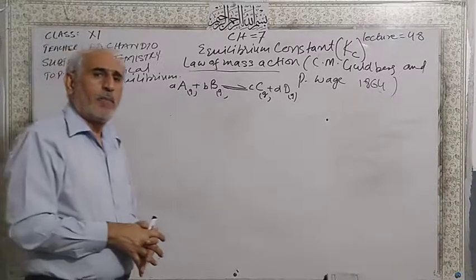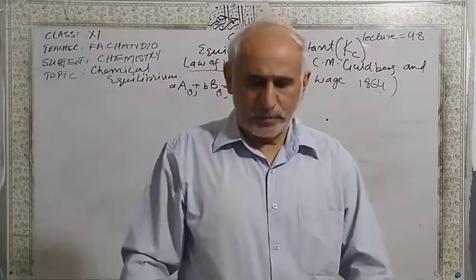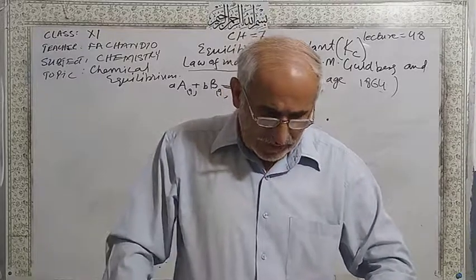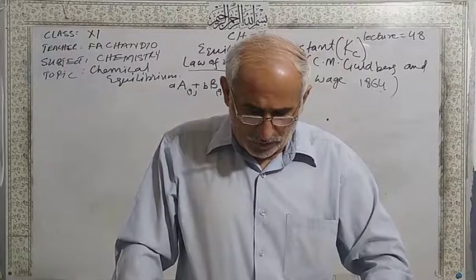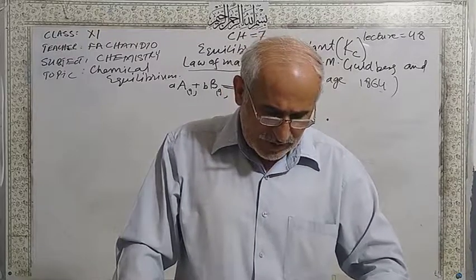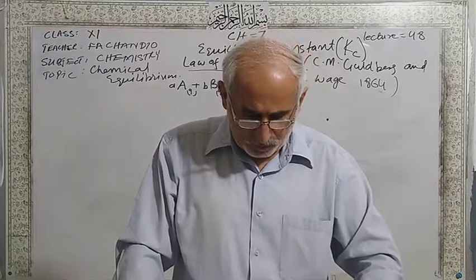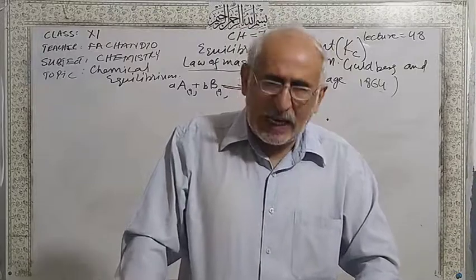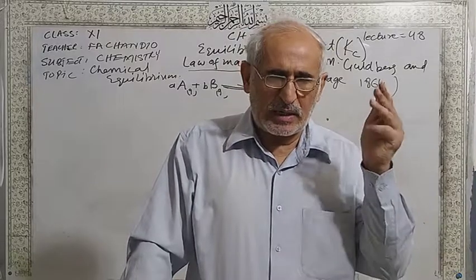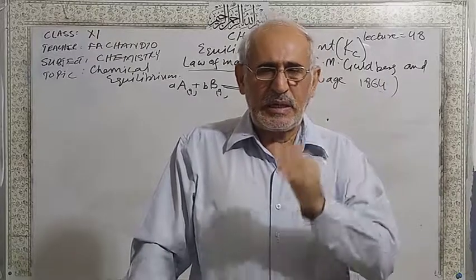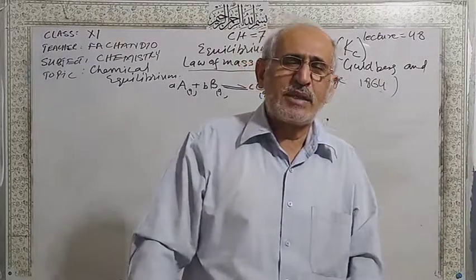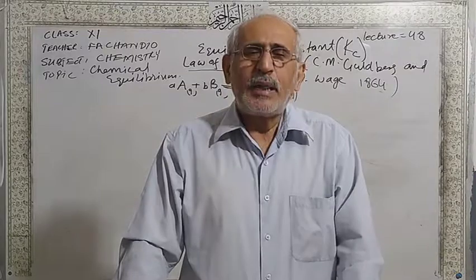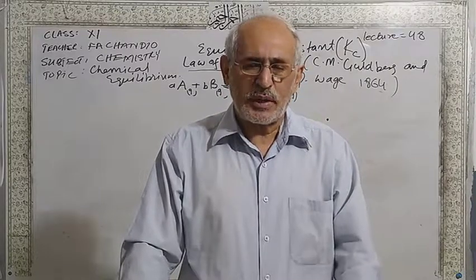According to the law of mass action, the rate of a chemical reaction is proportional to the product of the molar concentration of each reacting substance raised to a power equal to its stoichiometric coefficient in the balanced chemical equation. So, dear students, A and B are the reactants and C and D are the products, small a, b, c, d are the coefficients in the balanced chemical equation, and their concentration is in moles per decimeter cube.